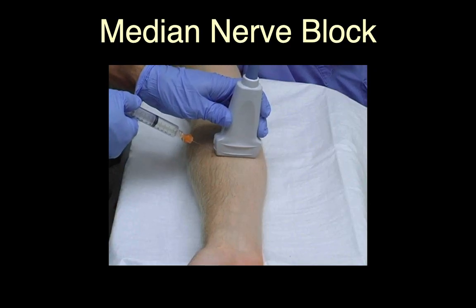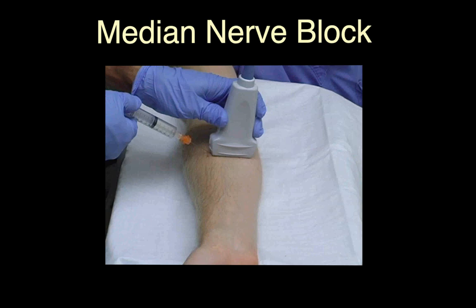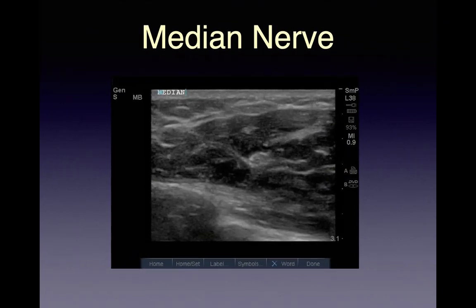So let's look at each nerve individually. Let's start out with the nerve block I feel is the easiest to identify and perform. That is the median nerve block. Here is another image of the median nerve as it sits in between the flexor digitorum superficialis and the flexor digitorum profundus. The nerve is outlined here in yellow.